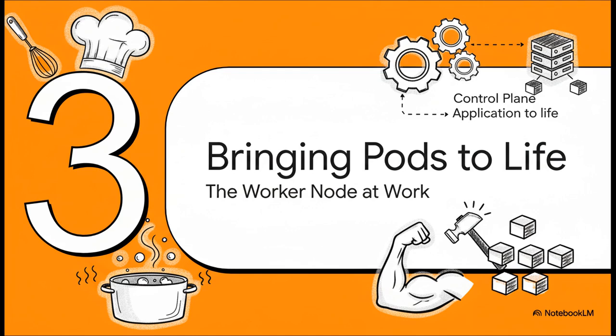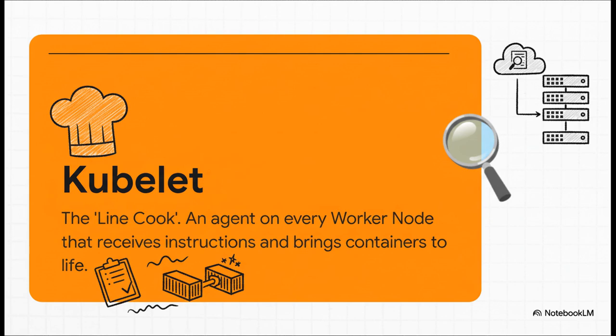Okay, so all the big decisions have been made by the control plane, by the brains of the operation. Now it's time for the brawn, the worker node, to execute that plan and actually bring our application to life. On every single worker node, there's a critical little agent running called the kubelet. This is our line cook. And the kubelet's job is actually pretty simple. It just watches the API server for any pods that have been assigned to its node. The moment it sees one, it gets to work.